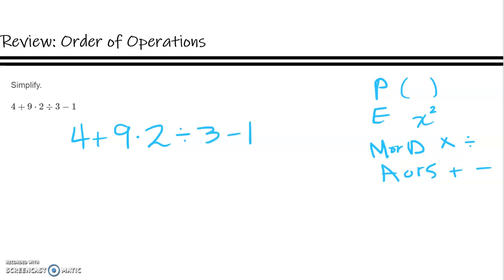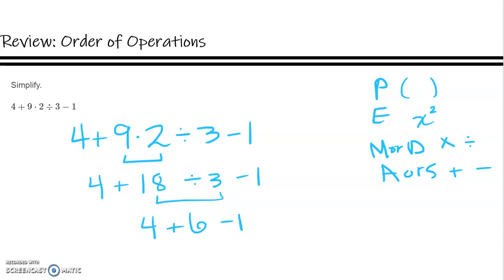To solve, if I'm looking left to right, the first thing that I need to do is multiply, because that comes before adding. That would be 18. And then I rewrite everything else. Next, looking left to right, I would need to divide. That is 6. And now I only have addition and subtraction left, so I'm working left to right. 4 plus 6 is 10. 10 minus 1, my answer is 9.